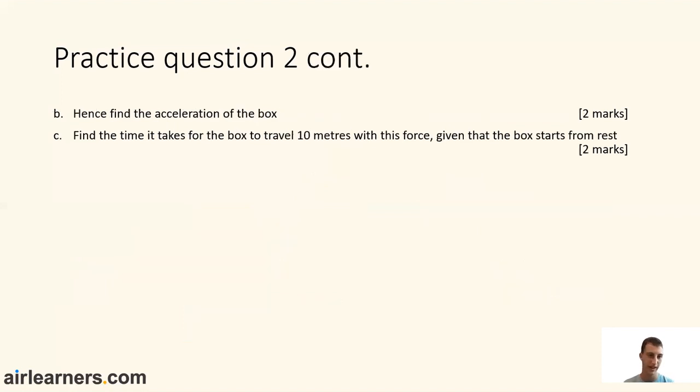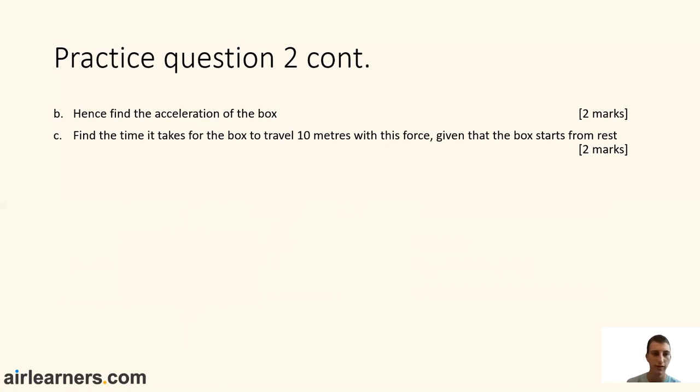All right, so hence find the acceleration of the box. That's part B, and then part C is find the time it takes the box to travel 10 meters with this force applied, given that it starts from rest. So there's two questions here. Let's just go through the first one. Pretty straightforward, again using Newton's second law, but I'll give you time to do it by yourself and then you can come back.